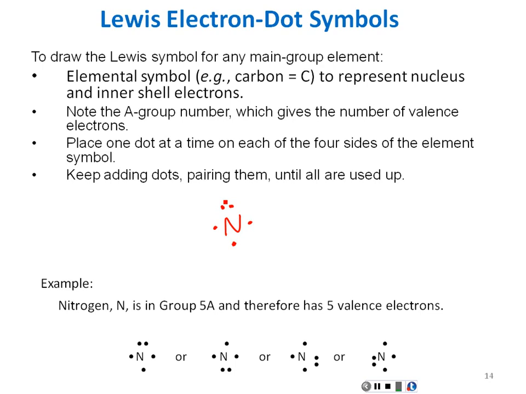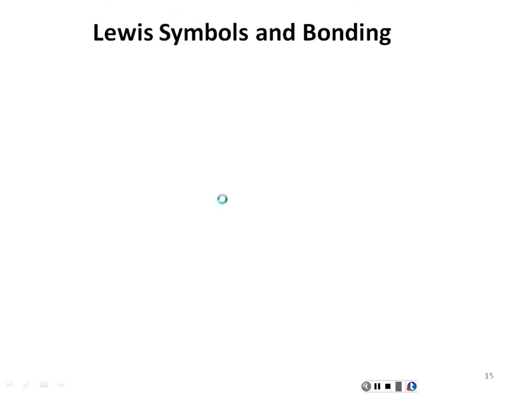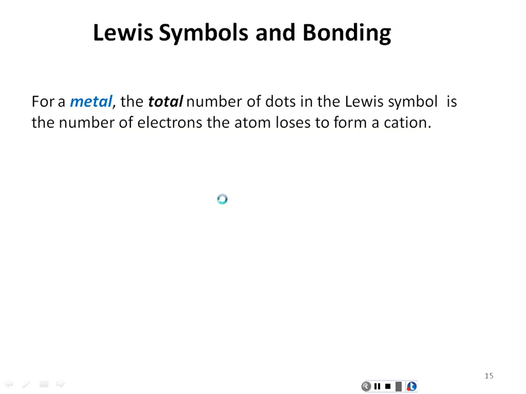Okay, and the dots on this figure are a little bit skewed, but you get the point that any of these ways of drawing it is correct. It doesn't matter where you double up the electrons, just that you have 3 electrons that are not paired, and then one set of paired electrons, giving you a total of 5 valence electrons.